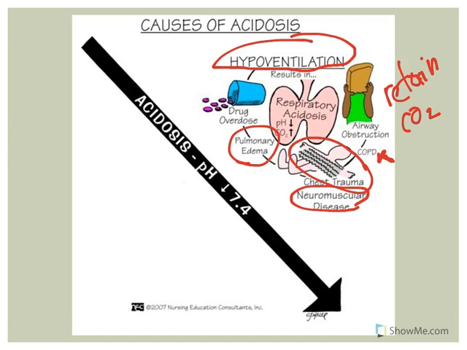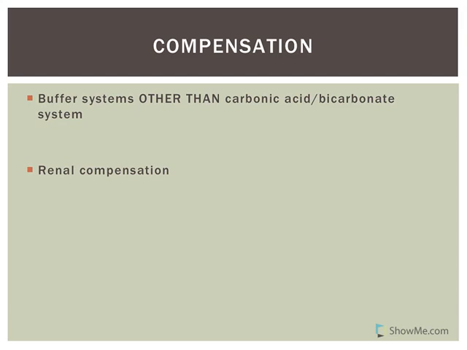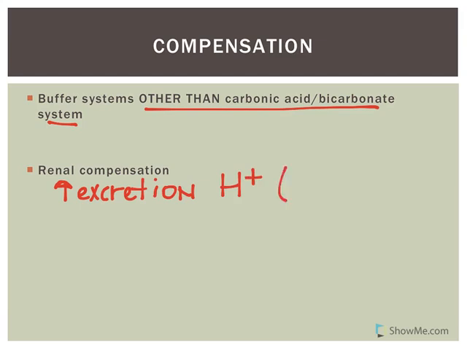So what do we have to try to compensate for this? We can use buffer systems other than the carbonic acid bicarbonate buffer system. And there is no respiratory compensation, because that's the problem to begin with. But we will have renal compensation. So with this, we'll just do general first: you would have increased excretion of hydrogen ions in your urine. So you'd have a slightly more acidic urine, because that's what we need.